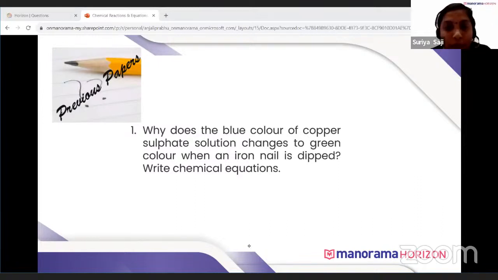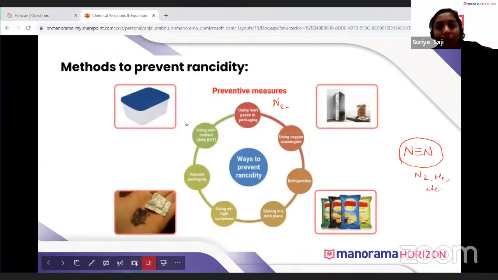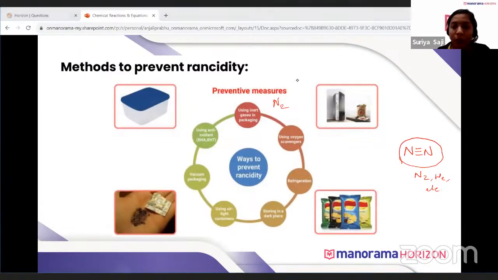Devi is asking, what's the full form of BHT? BHT is butylated hydroxytoluene. We have not studied such big structures. Toluene is a benzene ring, you know, right? So this is benzene. Toluene is a benzene ring having one CH3 group. Butylated hydroxy means one butyl group will be there and one hydroxy group. Hydroxy is the OH group.